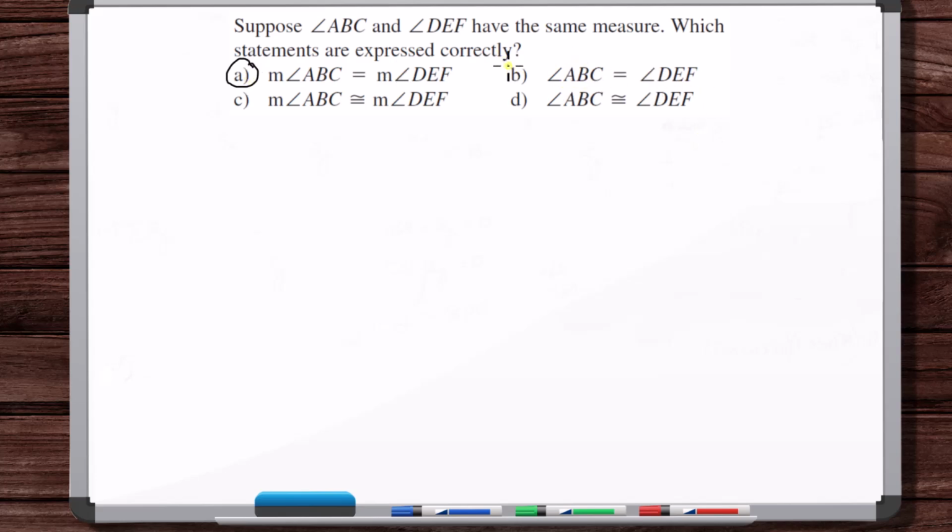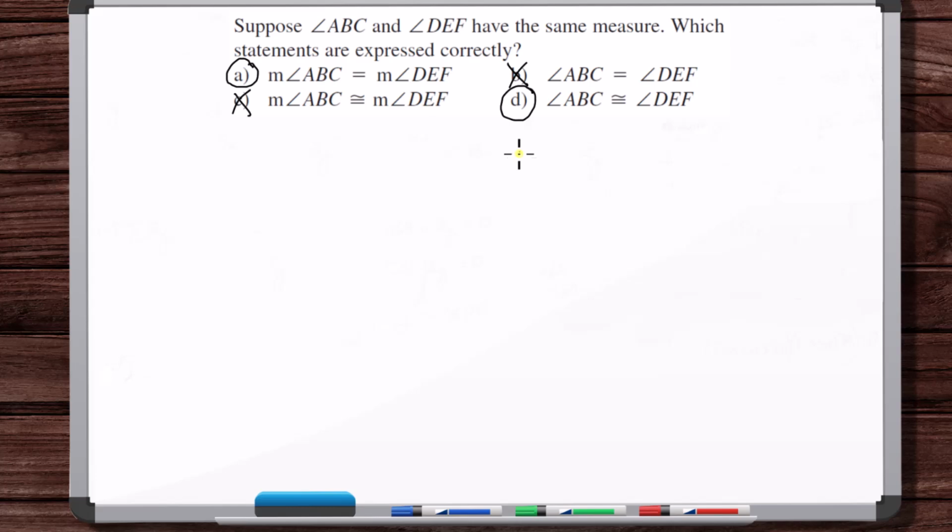This is incorrect because they're referring to the figures. They're referring to the angles as figures. You don't say two figures are equal. That doesn't make sense. You say they're congruent, not equal. So this is true. And this is false because you can't have two numbers be congruent.